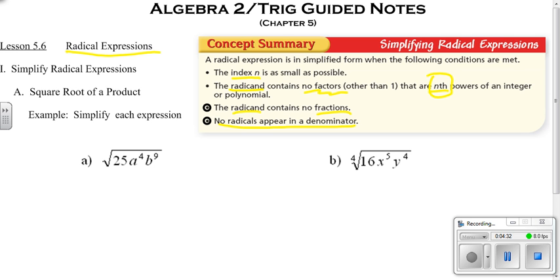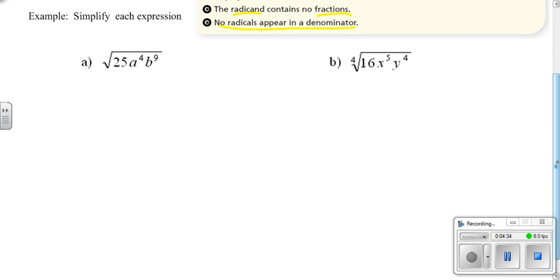So keeping these rules and these properties in mind, let's go ahead and work on a couple of these examples. In this first case, we have the square root. Again, remembering this is an implied radical of 2.